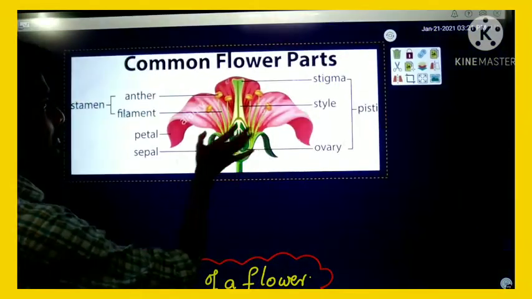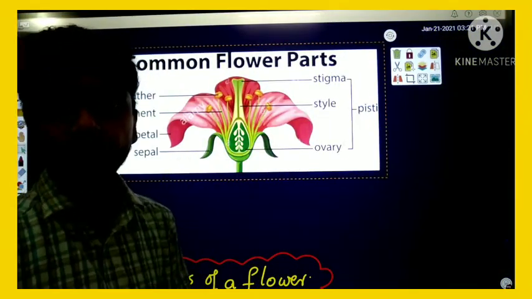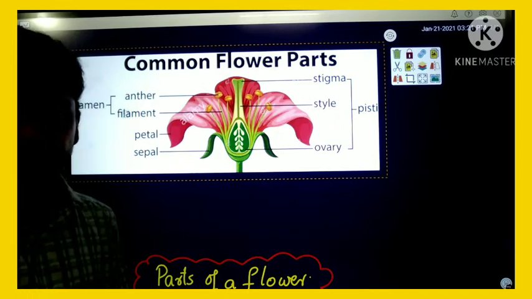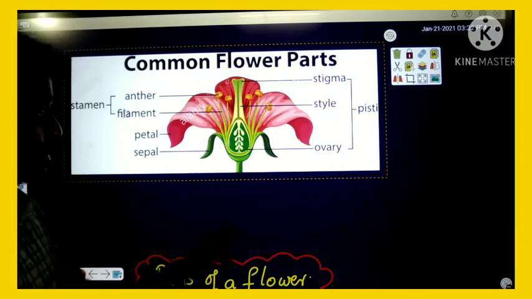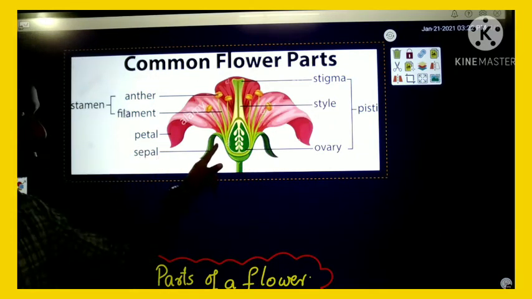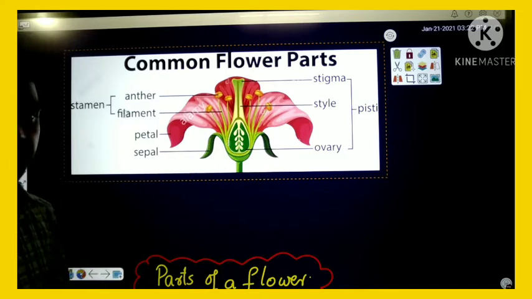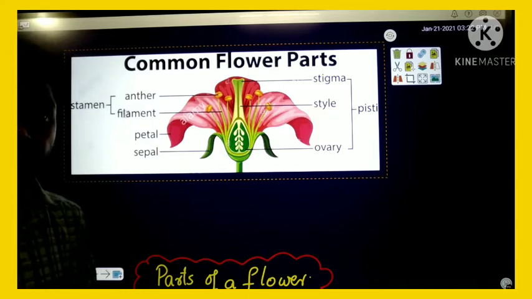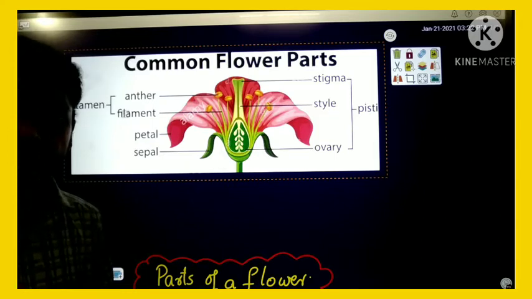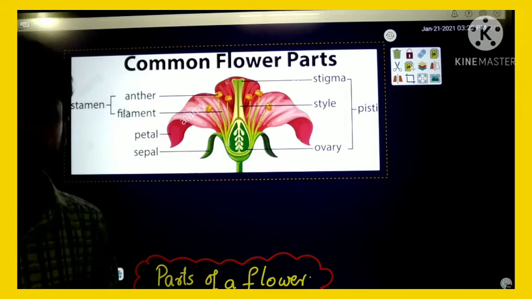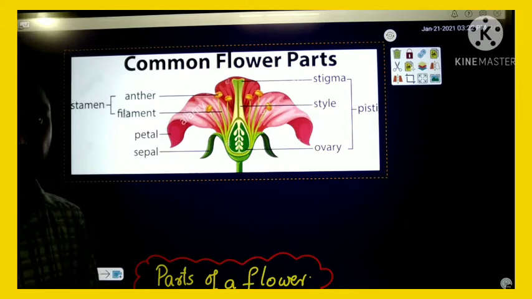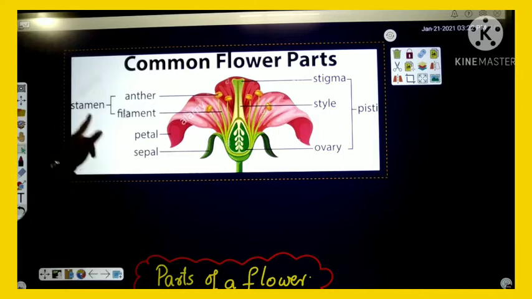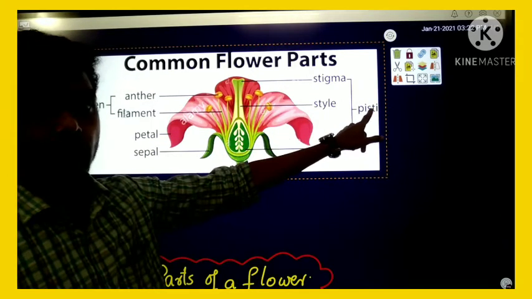Here you can notice the common parts of a flower. Here you can see the sepal. Sepal is one of the parts of a flower. Petal is here. Then there are two major reproductive parts. First part is the male reproductive part and second part is the female reproductive part. The male reproductive part is called stamen. Here you can see the stamen.